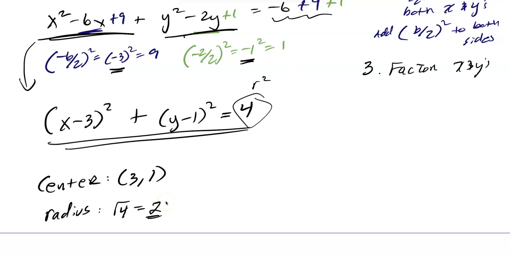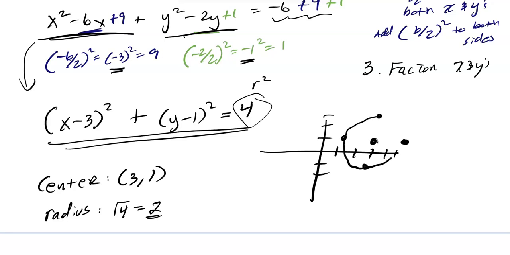And if you want to graph, all you have to do is go to your center, 3, 1, right there. Then we're just going to go the radius in each direction. So we're going to go 2 to the right, 2 up, 2 left, 2 down, and then circle it. So 2 to the right, right there, 2 up, right here, 2 to the left, 2 down. And then try your best to connect it all. It's my bad circle, but that's how you draw a circle.